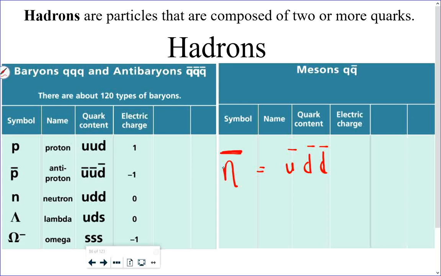There's lambda hadrons and omega negative hadrons. So a lambda hadron is an up quark, a down quark, and a strange quark. And omega is 3 strange quarks together.